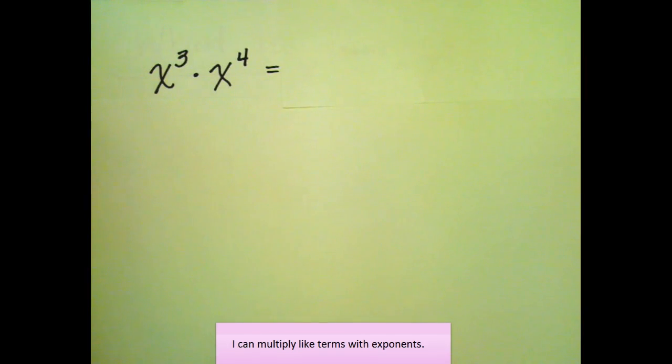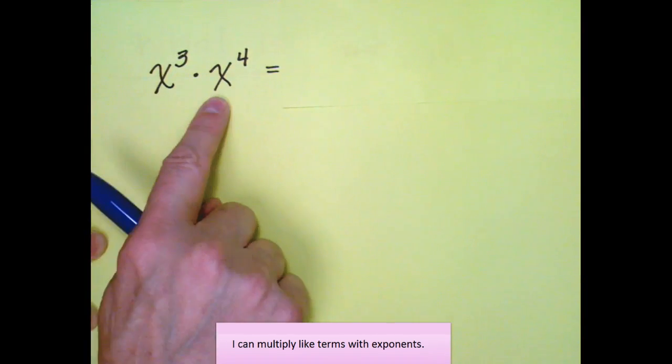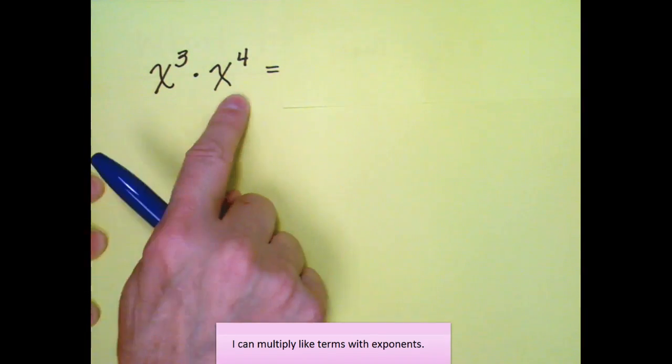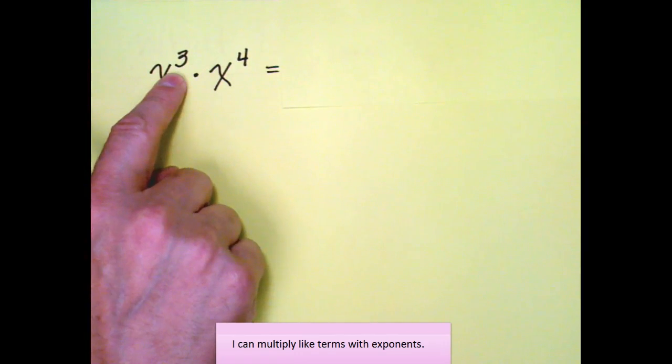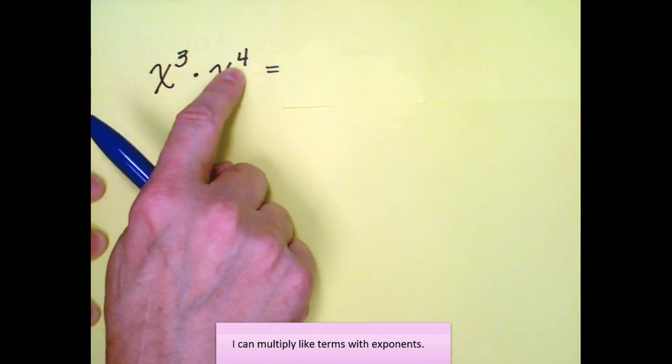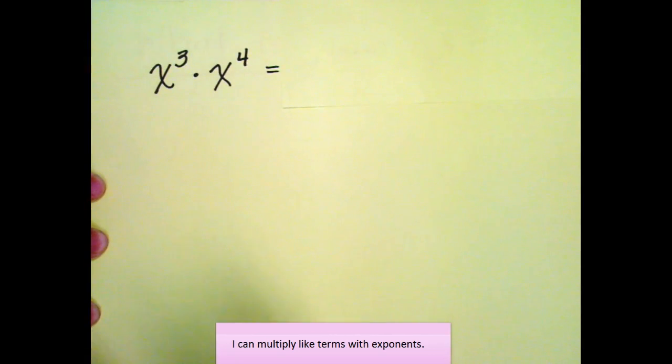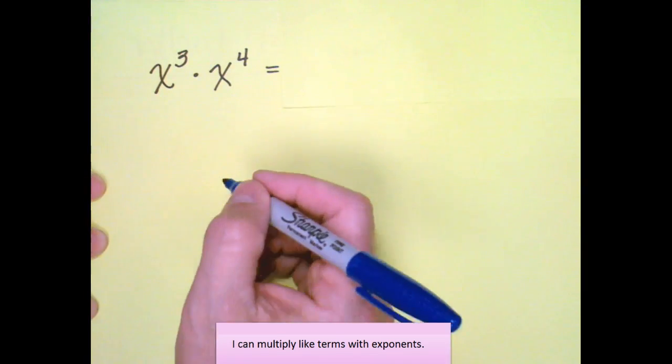So let's take a look at our first learning goal. I can multiply like terms with exponents. So here I have two like terms, x and x, and I have both of them with exponents, x to the 3rd times x to the 4th. Now, a common error might be to say, well, that's x to the 12th because we're multiplying. Well, let's find out if that is true.